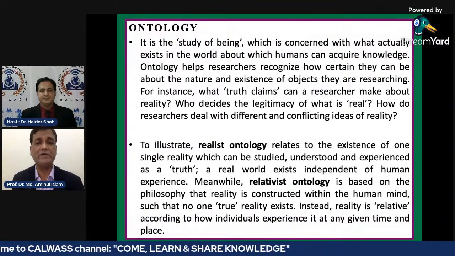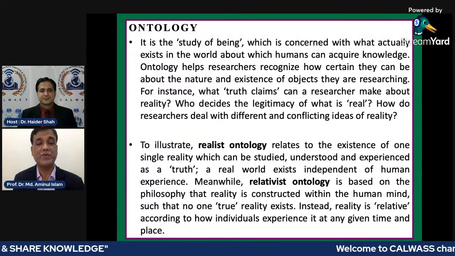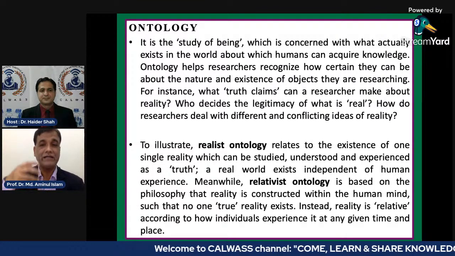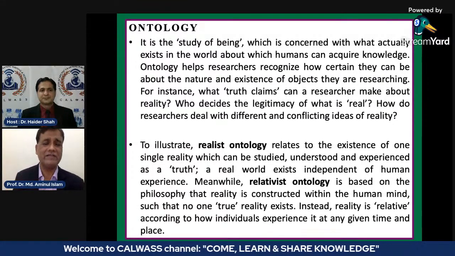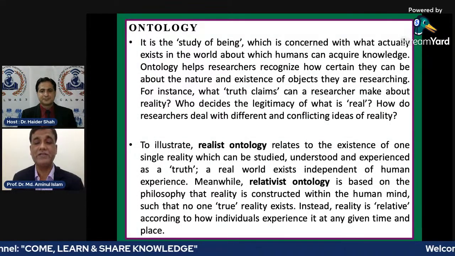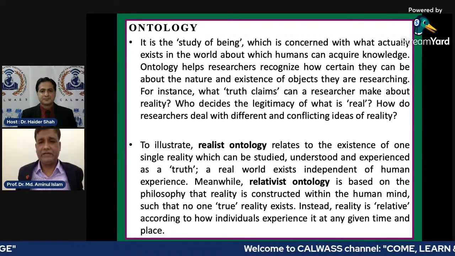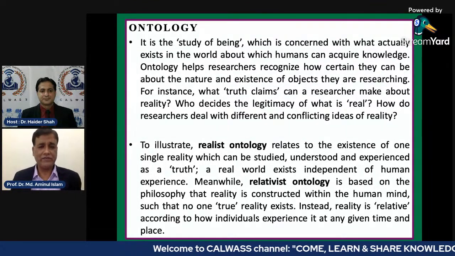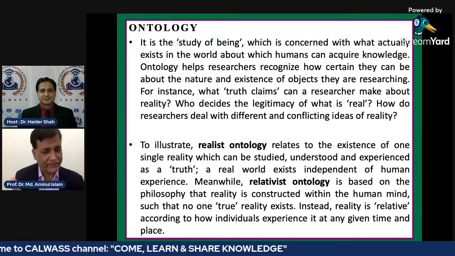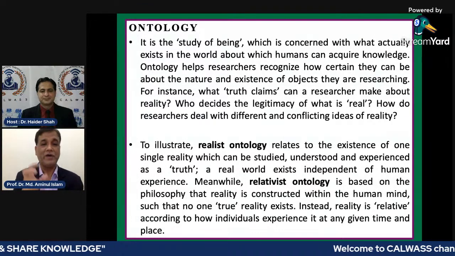Ontology is basically finding out the truth, right? What is the truth? If you find a research problem, you start with a question like whether the problem really exists. Who decides the legitimacy, what is real, and how do researchers deal with different and conflicting ideas of reality? So you're trying to understand the reality. You identified a research gap and you feel like this is a problem. Is it a real problem? Does it really affect people? Different people tell you different things, so now you are going to find out the truth.